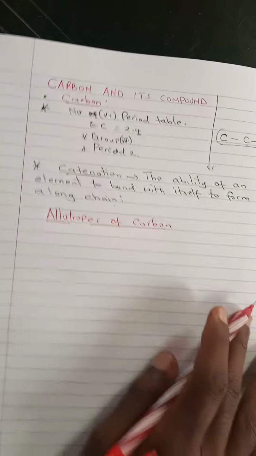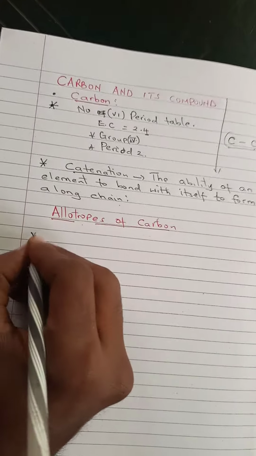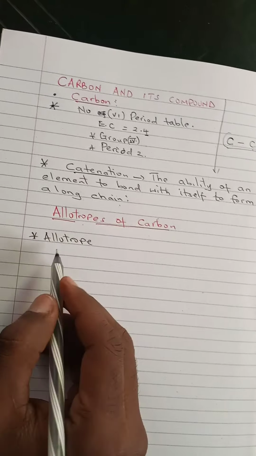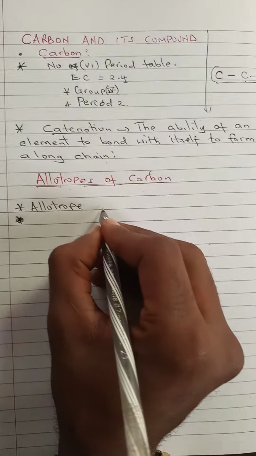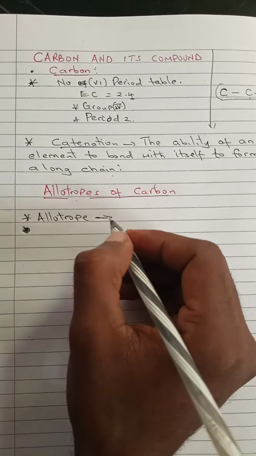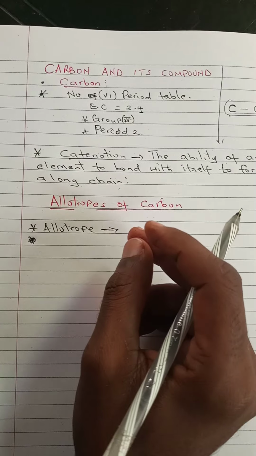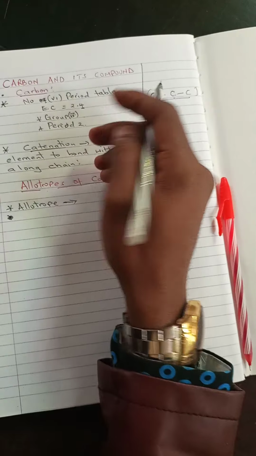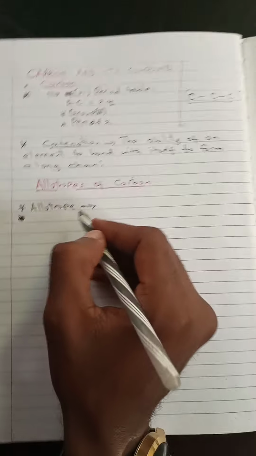Before we discuss the allotropes of carbon, I would like us to define this word. The word here is allotrope. And then there is also what we call allotropy. But before we come to allotropy, I would like us to discuss the word allotrope. Listen, and I want you to get this one clear because it is very much examinable, and most of the time students miss it in an exam situation.